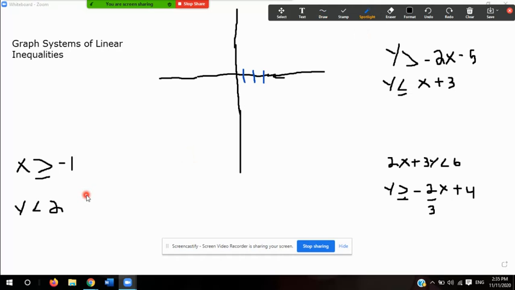So the first system of inequalities that I have is this one. x is less than or equal to -1, and y, or excuse me, x is greater than or equal to -1 and y is less than +2. Okay, so let's go ahead and do that real quick, so that way we can work with that. So give me 1 second, ladies and gentlemen.